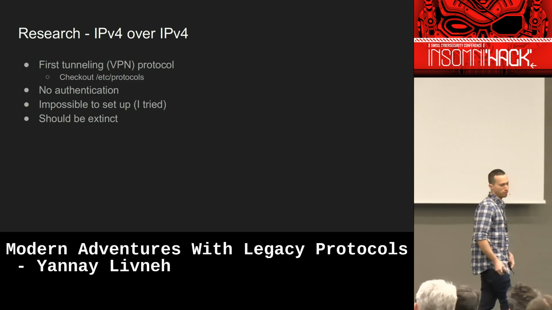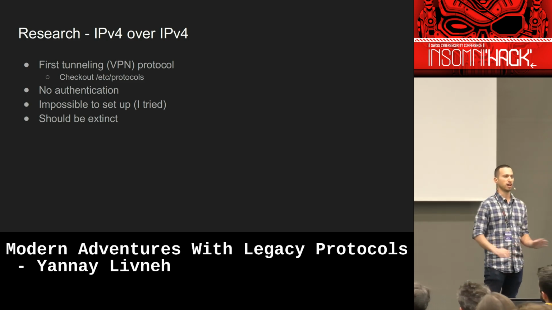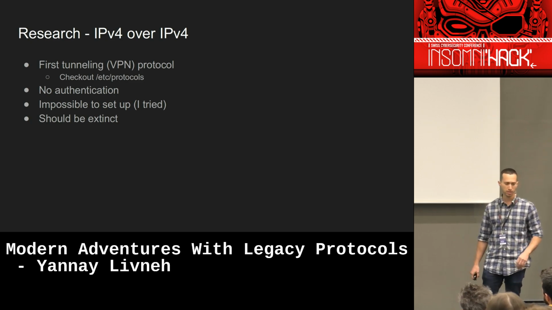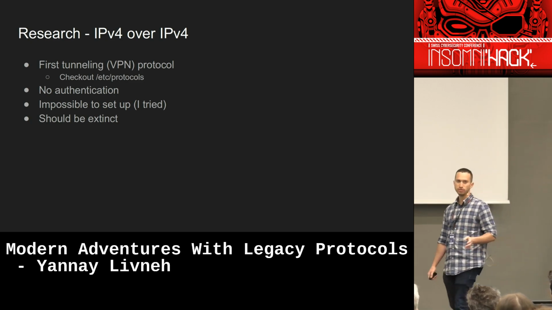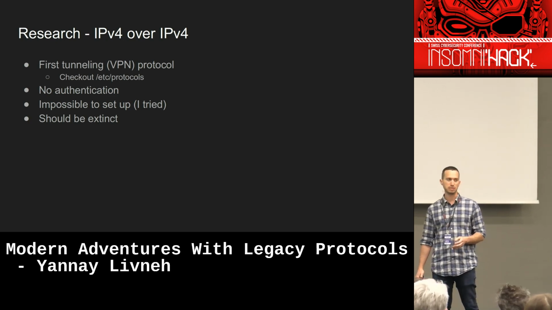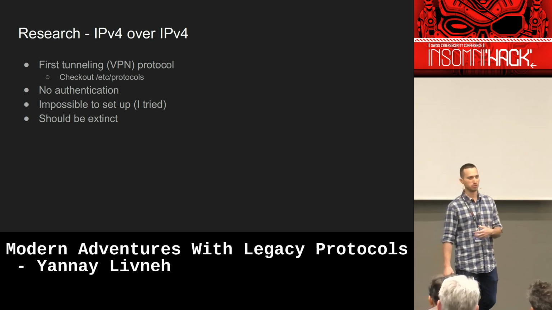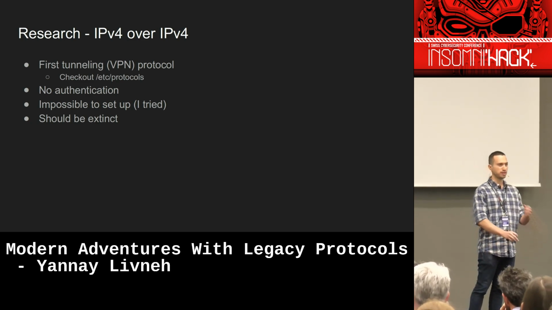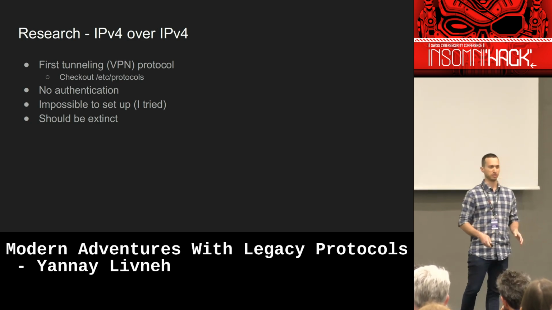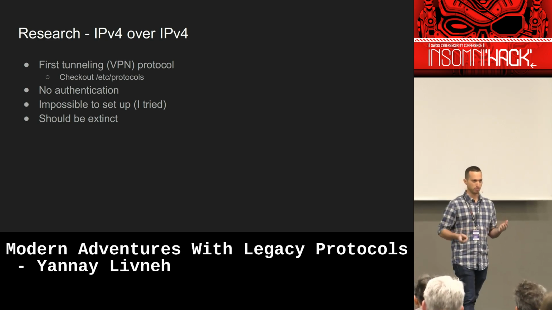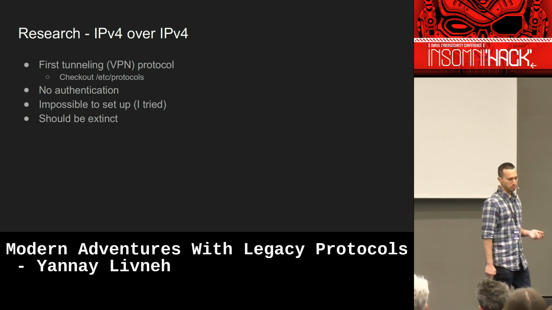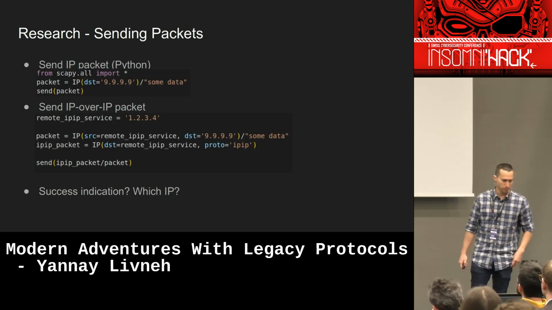And this IPv4 over IPv4 was the first ever tunneling protocol. It was like a very, very primitive VPN. And it has no authentication. It's really impossible to set up because, well, I failed to set it up when I wanted to do some testing. And this should be extinct because today we have much better alternatives. We have WireGuard for VPNs, right? We don't need IPv4 over IPv4. But I decided to research this.